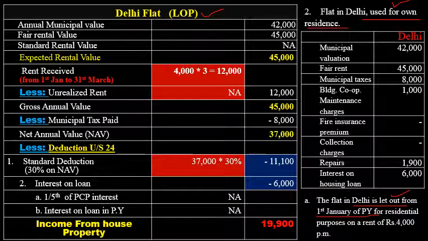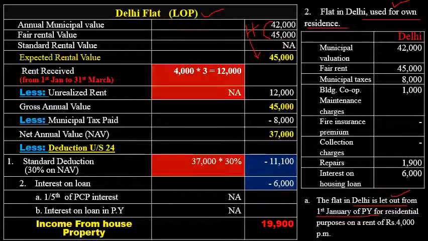The municipal value is 42,000, fair rental value 45,000, standard rent not applicable. So the expected rental value of the Delhi flat is 45,000. Higher of 42,000 or 45,000, whichever is the highest, is the expected rental value.